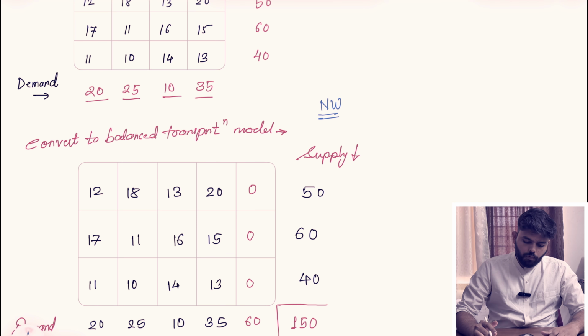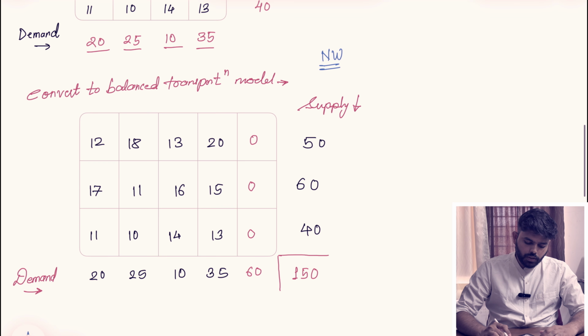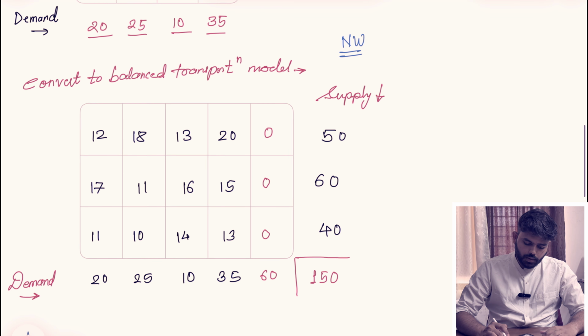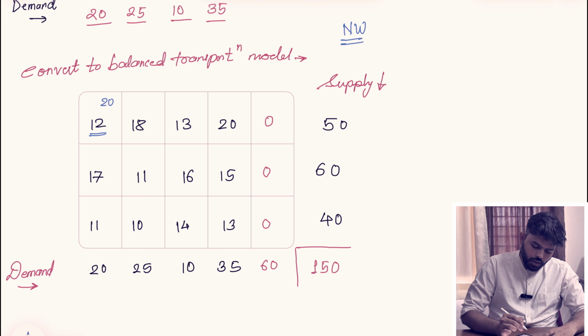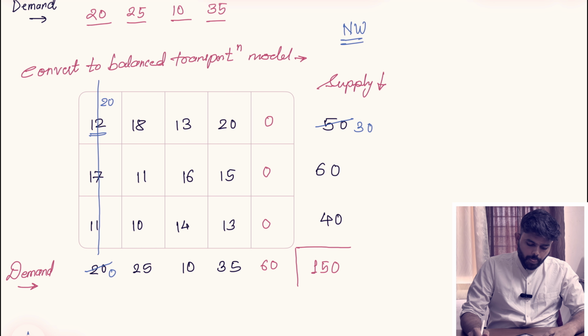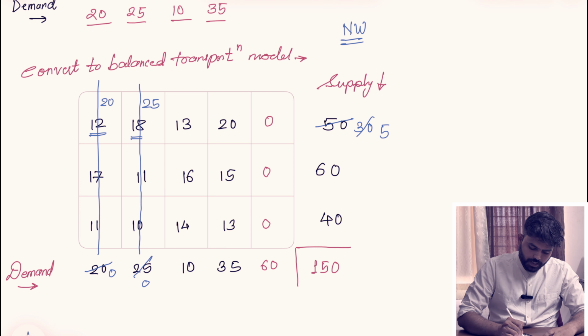Okay, we have already seen the northwest corner method in the previous session, so now let us solve it a little bit faster. So 12 is the northwest corner, so we can allot 20 or 50. So we will allot 20. So this 20 becomes 0 and this 50 becomes 30. So this column has been cancelled. Now 18 is the northwest corner, so we can allocate 25 or 30. We will allocate 25. So this 25 becomes 0 and this 30 becomes 5. Again we can scratch the column.